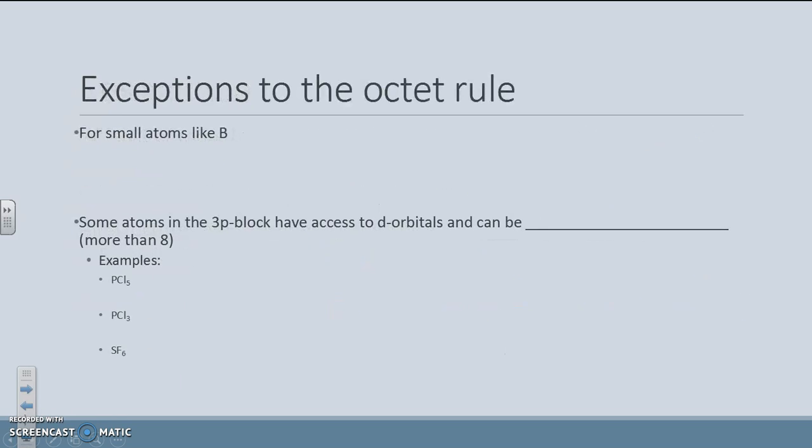All right. Let's see, exceptions to the octet rule. So we have a couple exceptions to the octet rule that you'll need to make sure that you remember. We have small atoms like boron, and boron would actually prefer, instead of having an octet, to have a sextet, I guess is what you would call it, 6.